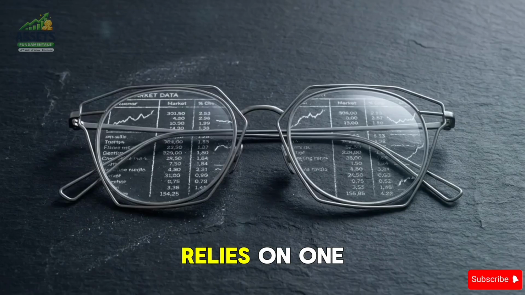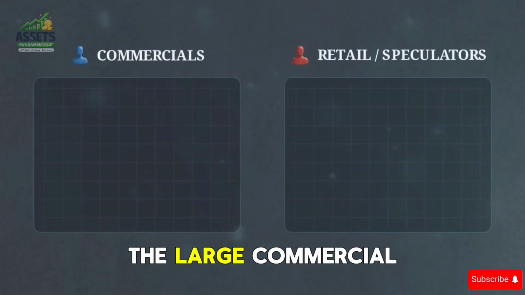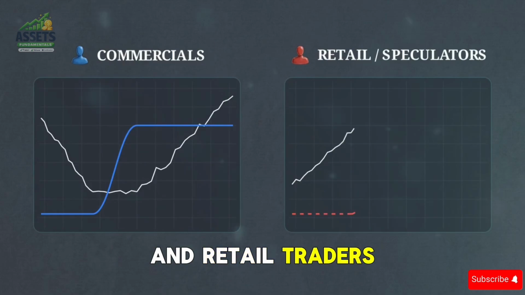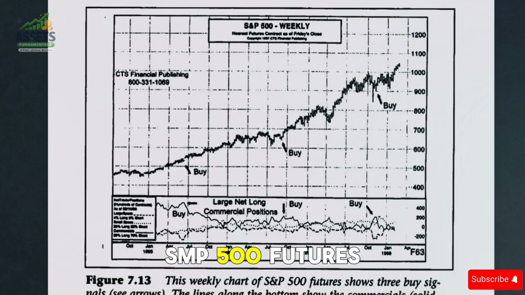Analyzing this data relies on one guiding principle. At major market turning points, the large commercial hedgers are generally correct, while the speculators and retail traders are notoriously wrong. In this weekly S&P 500 futures chart, the lower panel plots the net positions of commercials as a solid line and speculators as a dashed line. Notice the buy signals trigger exactly when commercial hedgers are heavily net long, while speculators are trapped net short.